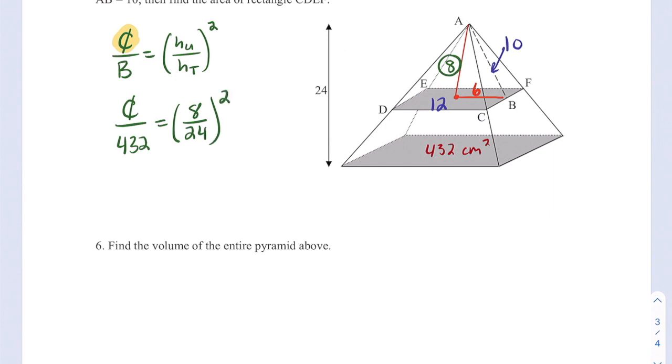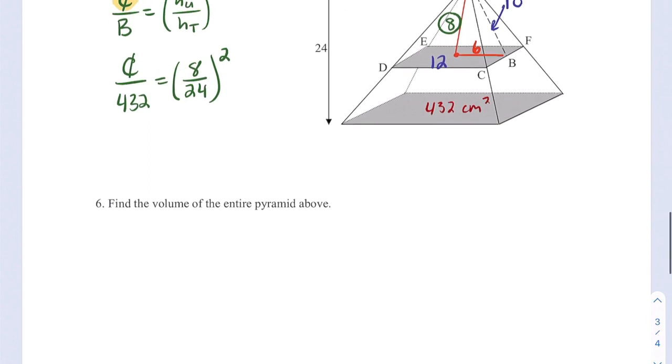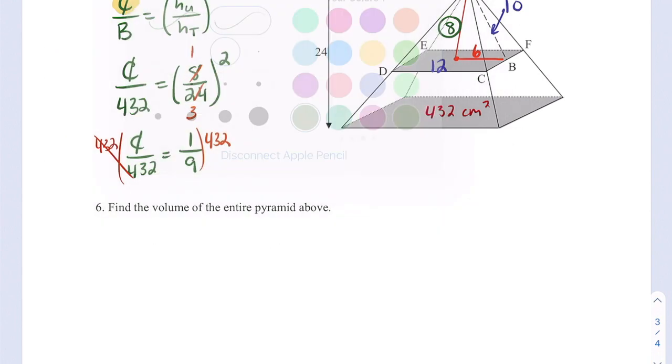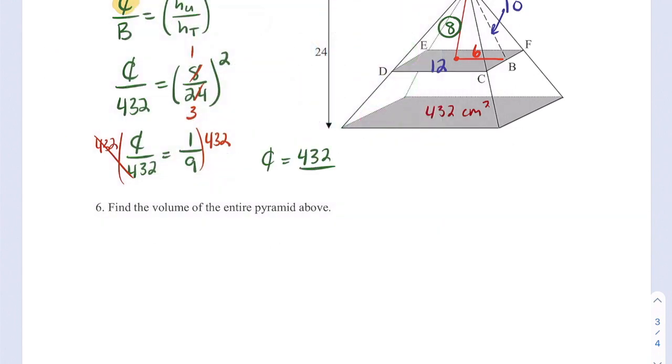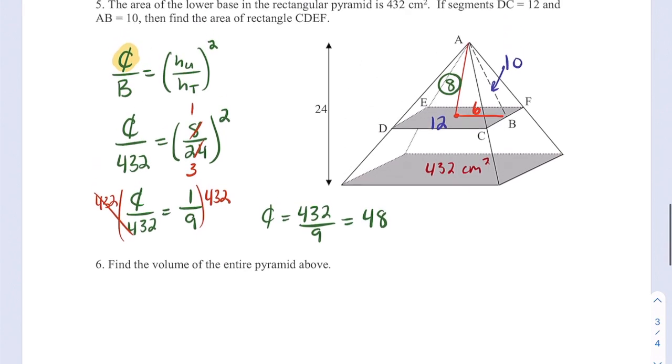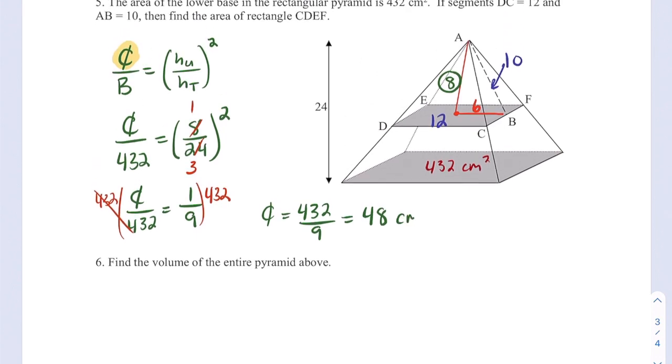Now again, your life will be made a lot easier if you reduce the fraction before you square it, because 8 and 24 is divisible by 8, and that gives us 1/3. So it's the cross section over 432 is equal to 1/3. Then I'm going to go ahead and square that, and that makes this 1/9. At this point, we could cross multiply, but I also could just multiply by 432, save a step. So then that makes the cross section equal to 432 divided by 9, which is 48. So that means the area of base CDEF is 48, and then don't forget your units, square centimeters.